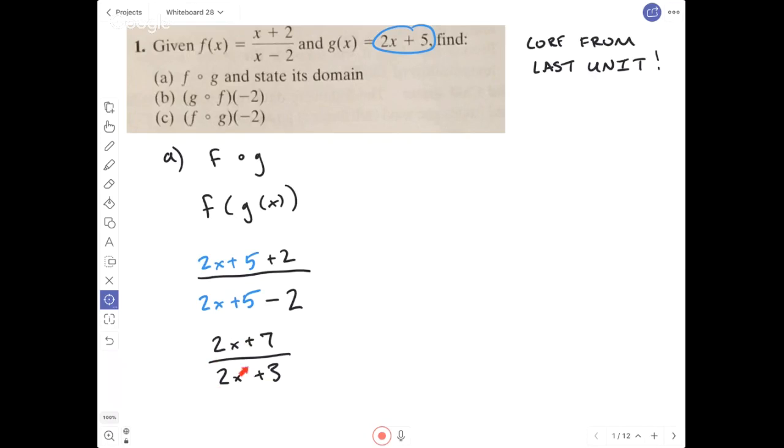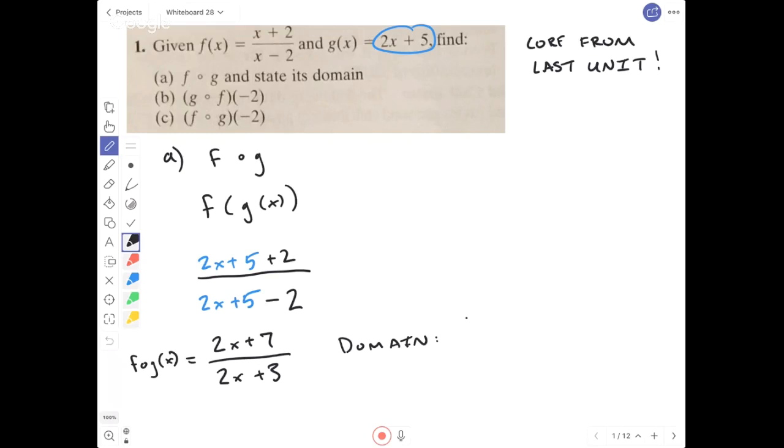So here, I want to find the domain of this function. I found f composed with g. This is f composed with g of x. And now the domain. Well, I know I'm not allowed to divide by 0. So if x was 1.5, then 2 times 1.5 would make 3. If x was negative 1.5, then 2 times negative 1.5 would make negative 3, plus 3 would be 0. Division by 0 is not allowed. X cannot be negative 1.5.